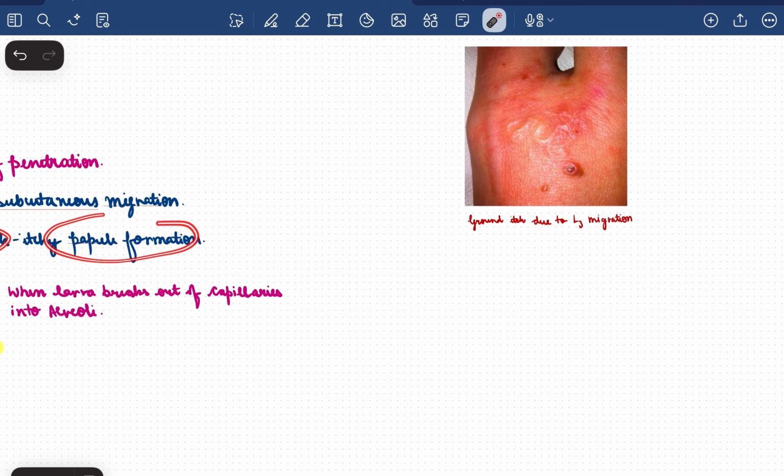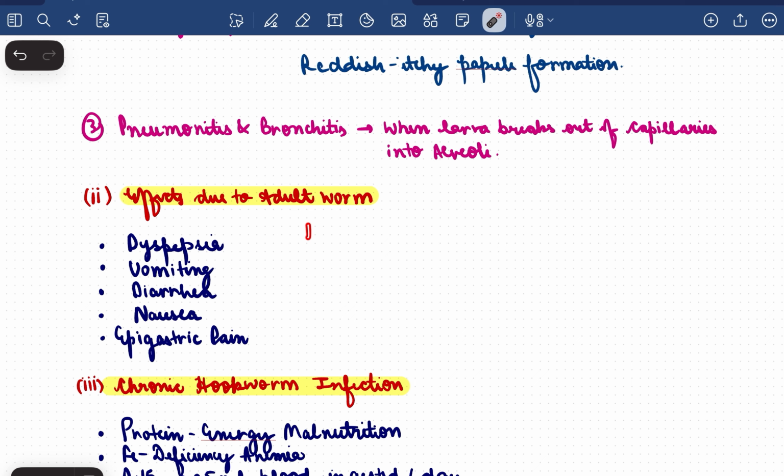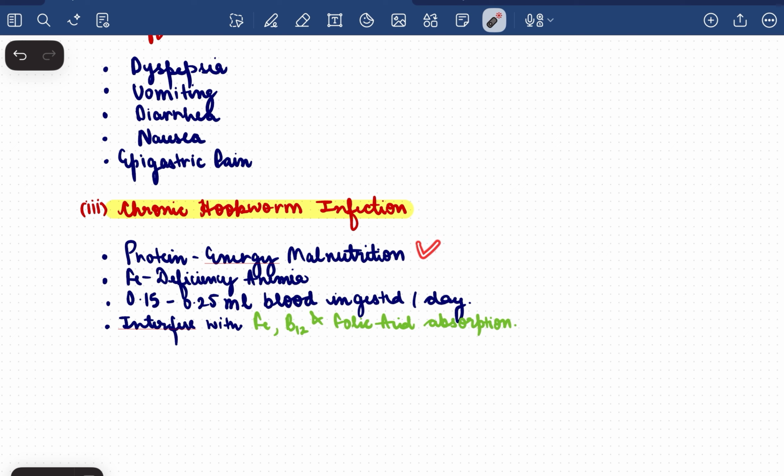And when it finally reaches the small intestine and the adult is inhabiting the small intestine, it causes dyspepsia, vomiting, diarrhea, nausea, and epigastric pain. Dyspepsia is the feeling that you are bloated all the time. It is the vomiting and all the discomfort that it causes. And if the worm is left in the small intestine long enough, it causes protein energy malnutrition, which is very bad, along with iron deficiency anemia.